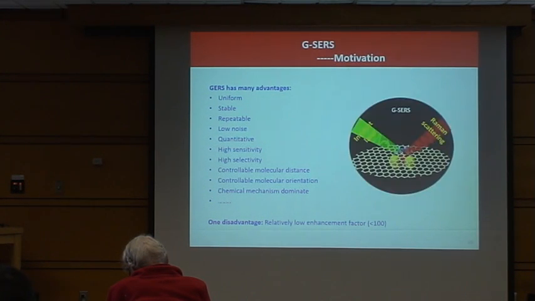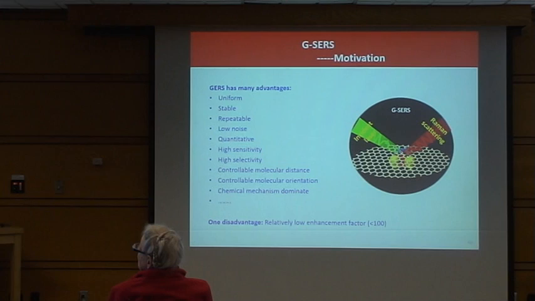So here, what we do is we combine the conventional SERS system with graphene. We separate the metal and the molecules with graphene. Because graphene is very thin, the molecule cannot touch the metal. That can avoid the catalyst effect, or the background issues. But the electric field can still transmit through the graphene to the molecule, and we get the enhanced Raman signal.